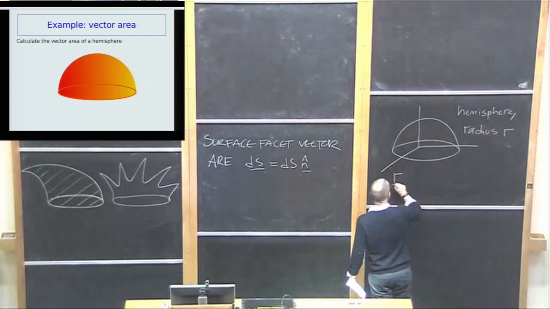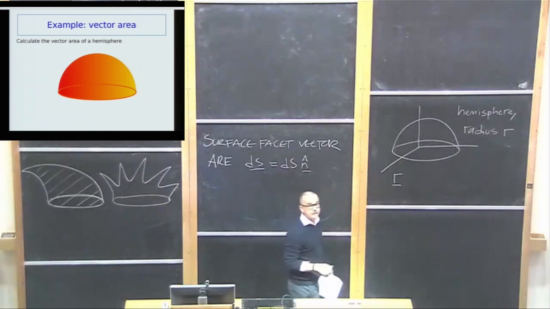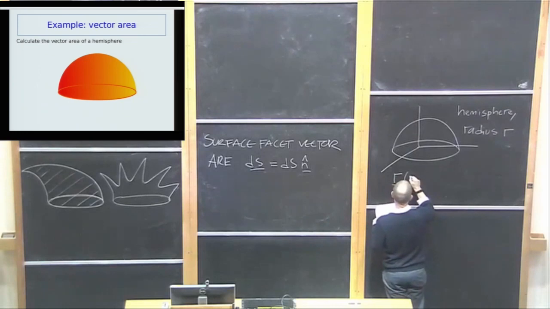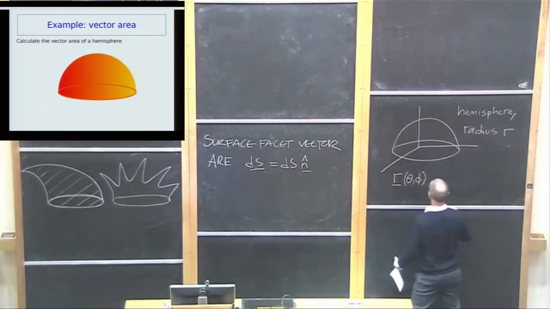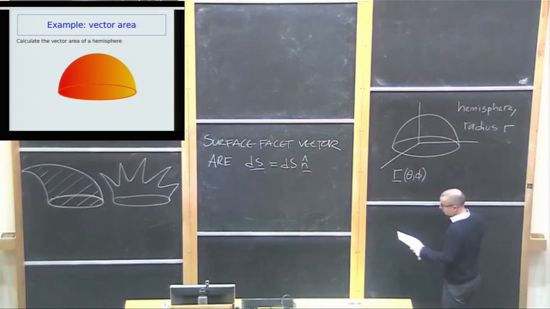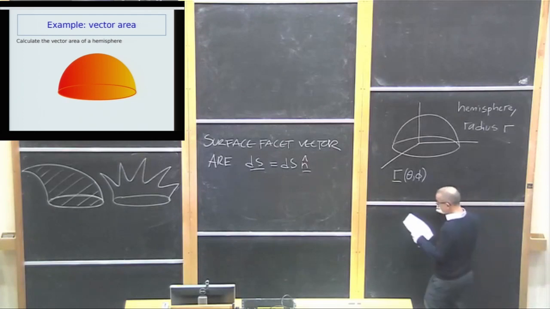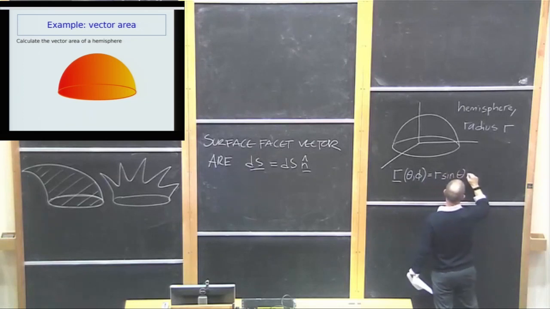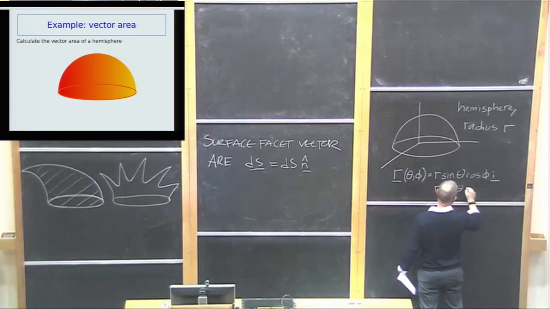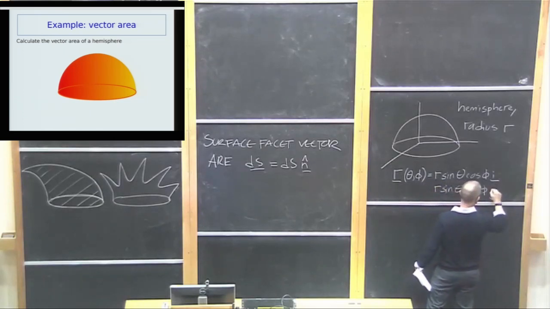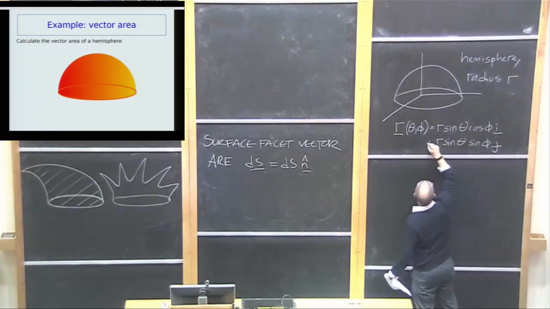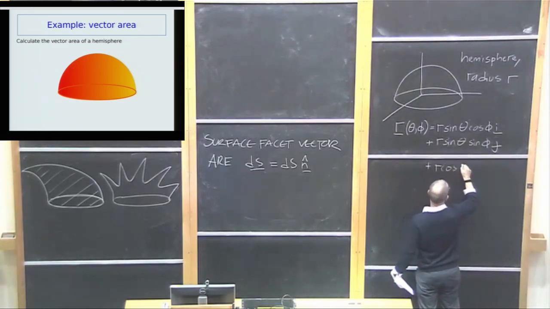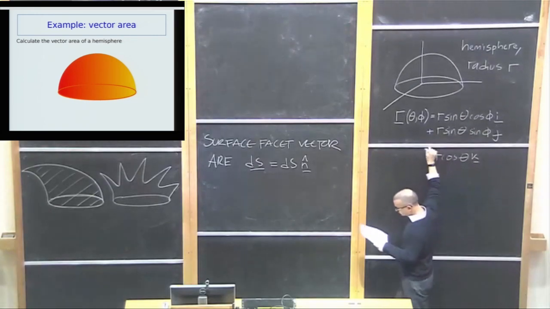As we know, our position vector, which describes points on this surface, is a function of theta and phi, my two angles in spherical polar coordinates. Because it's a hemispherical surface, r isn't changing, so it's only a function of theta and phi. So this is r, whatever that radius is, sine theta cos phi i, r sine theta sine phi j, plus r cos theta k.